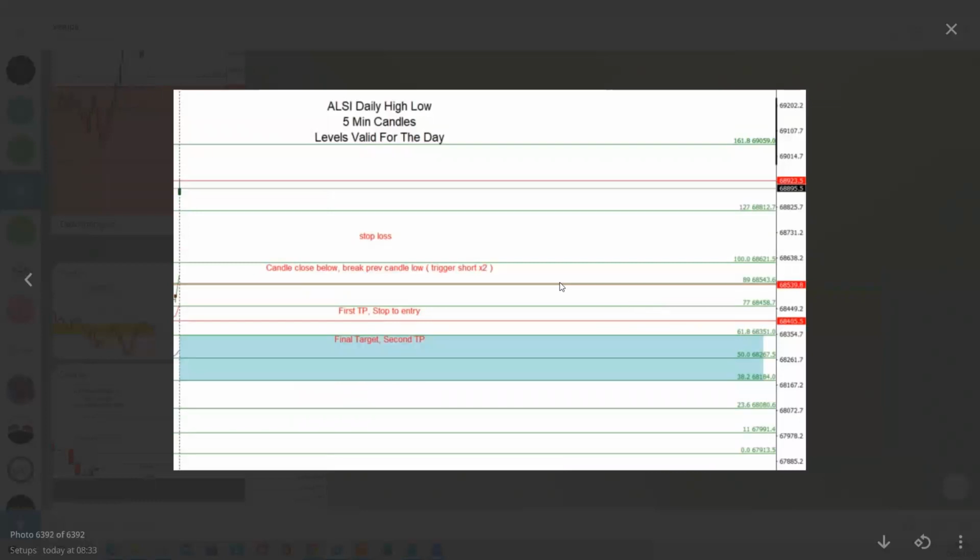On the Aussie daily high low, currently between levels of 127 and 161.8. No real triggers for the upside now. We need to wait for a moving average crossover, so 8 crosses 21 to the downside. And with that, a candle close below 100 level, break the previous candle low, and aim for the 77 first TP, 61.8 second TP, stop loss being halfway between 100 and 127. And remember guys, same rules apply with the red lines.